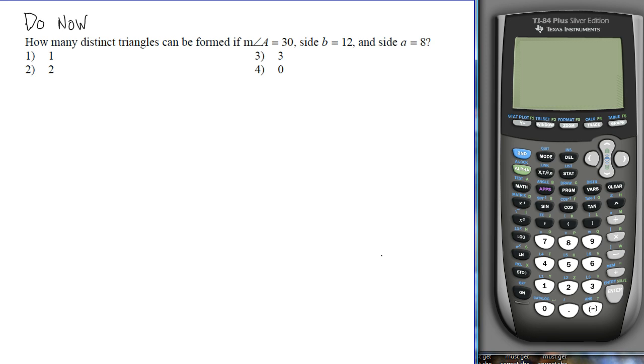So take a look. This is the material we covered yesterday. This is called the ambiguous case. So the question is this: how many distinct triangles can be made if angle A is 30, side B is 12, side A is 8?